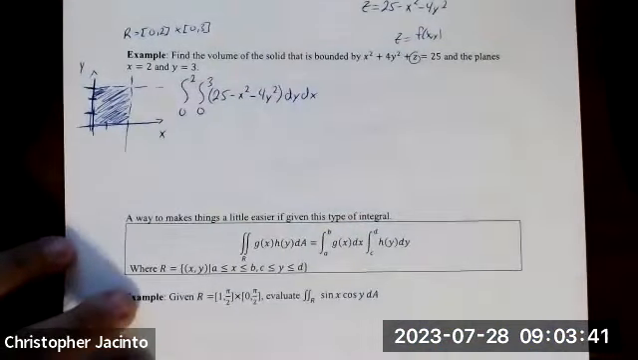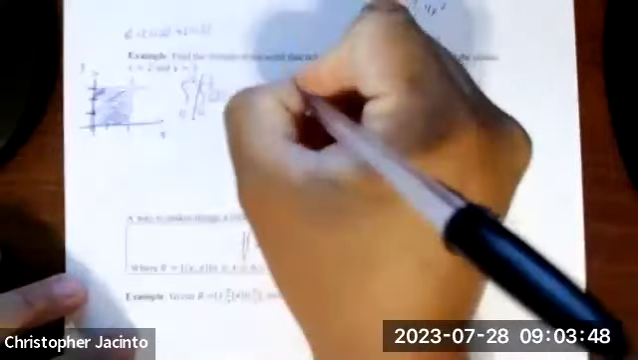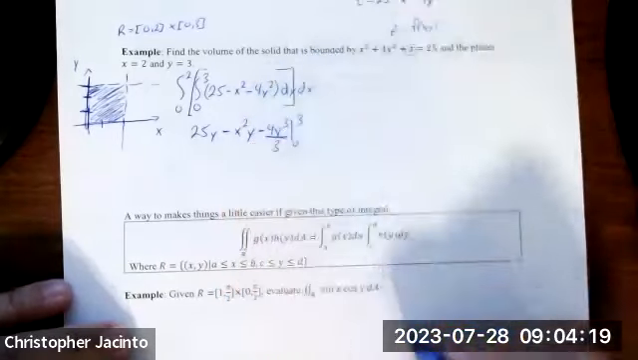Okay. So now we integrate with respect to y first. If we integrate with respect to y first, this is going to be 25y minus x squared y minus y to the third over 3. And all this is going to be evaluated from 0 to 3.